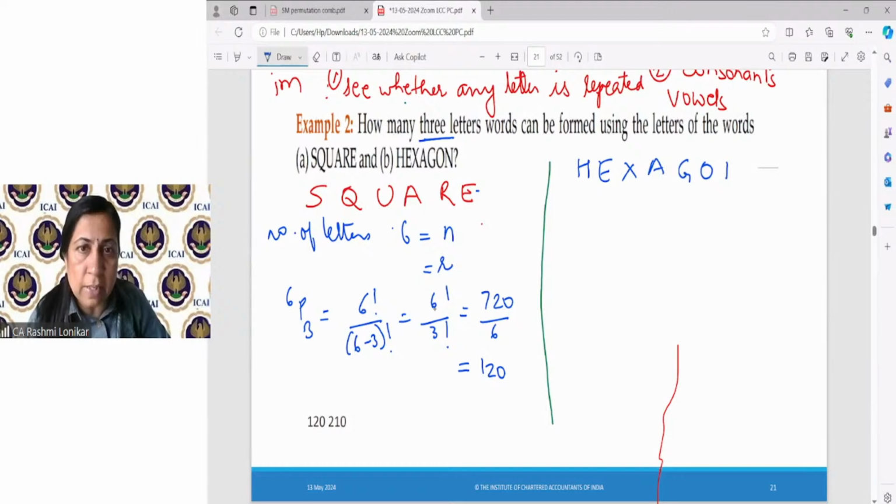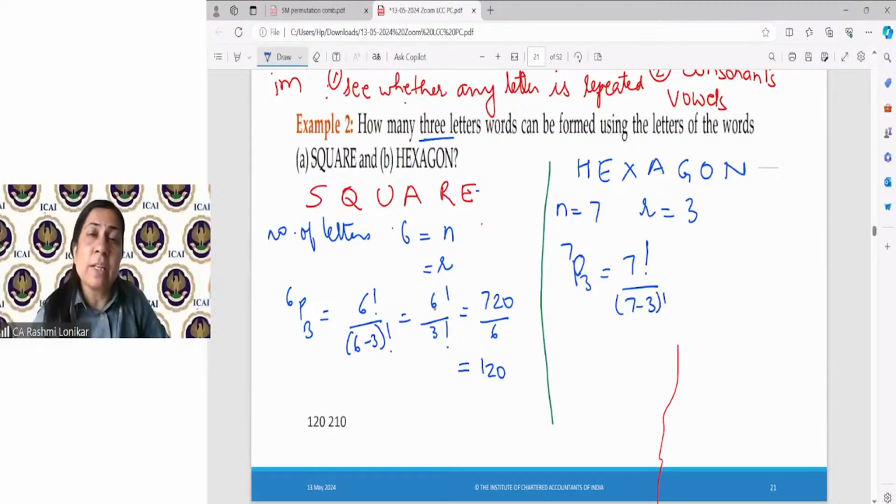HEXAGON. How many letters are there? 1, 2, 3, 4, 5, 6, 7. So N is 7. How many lettered word do I want? R is 3. So 7P3 is equal to 7 factorial upon 7 minus 3 factorial. धीरे धीरे ना आपको ये 7 minus 3 लिखने की जरूरत ही नहीं पड़ेगी. आप डायरेक्टली लिख दोगे 4 factorial. This is equal to 7 factorial upon 4 factorial.